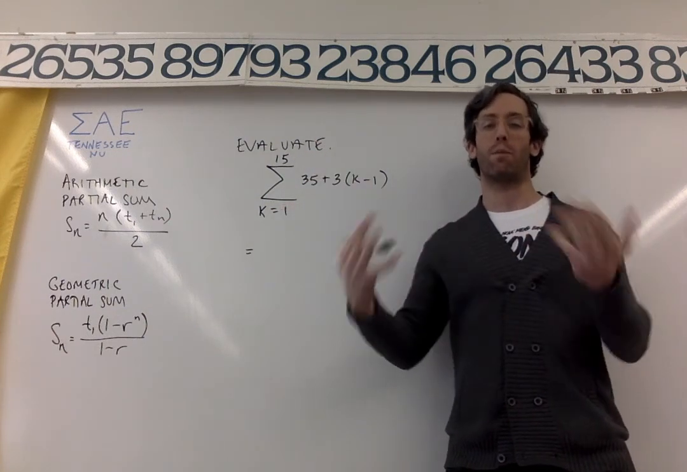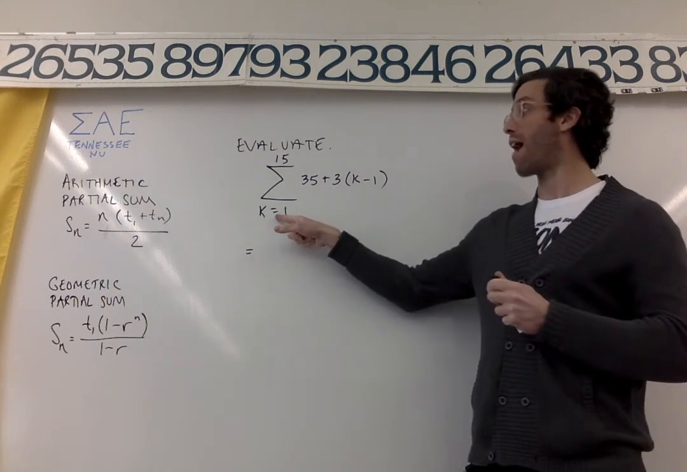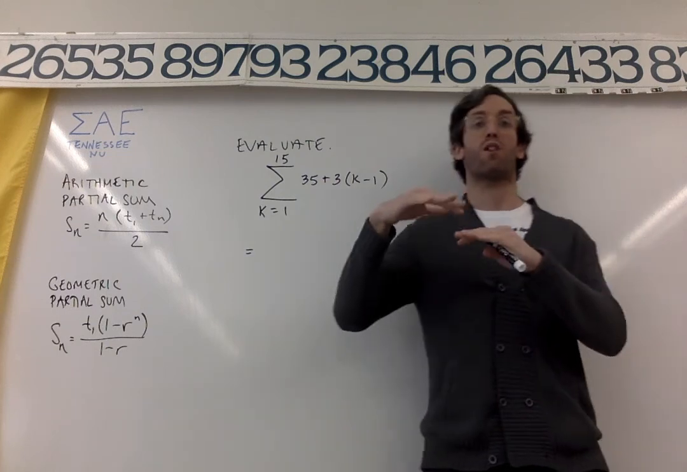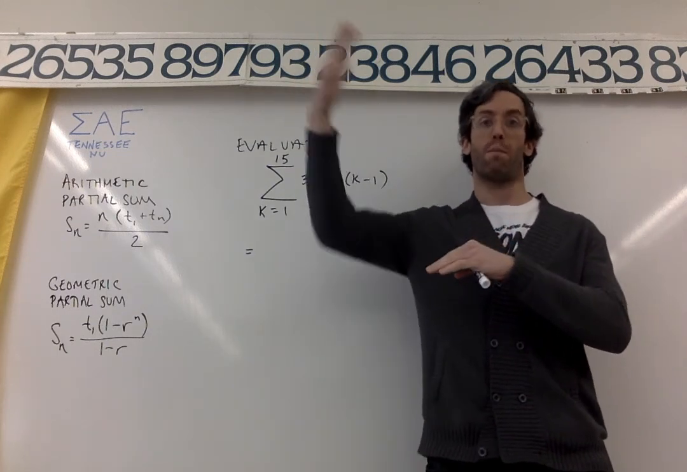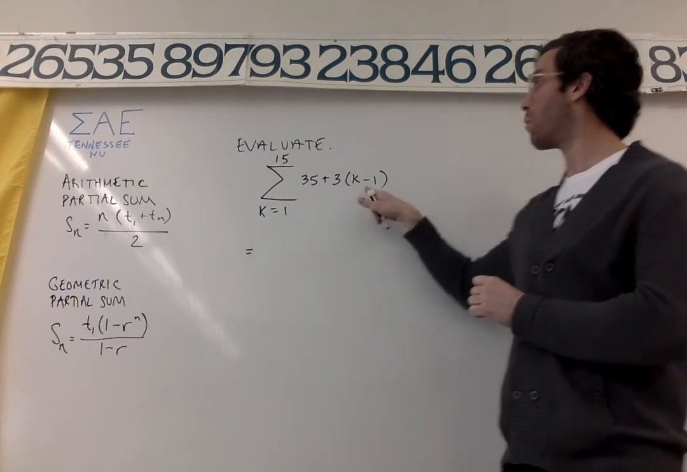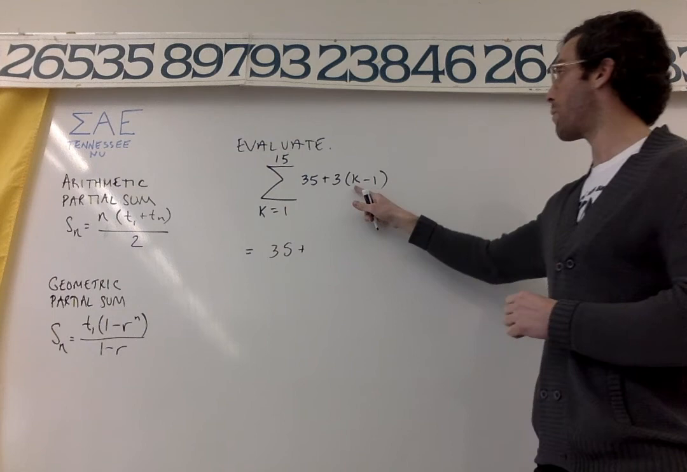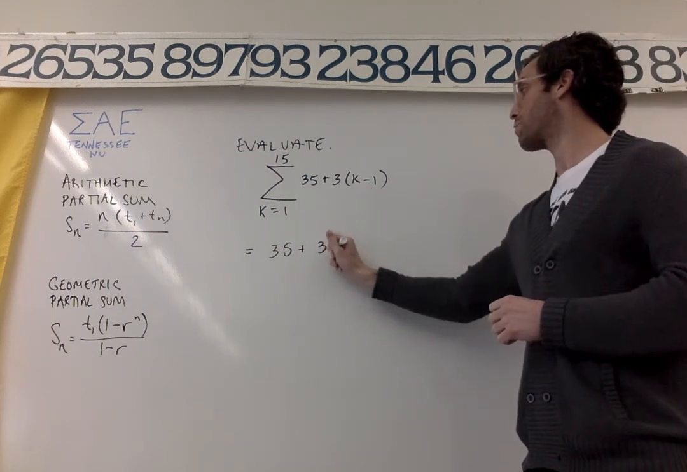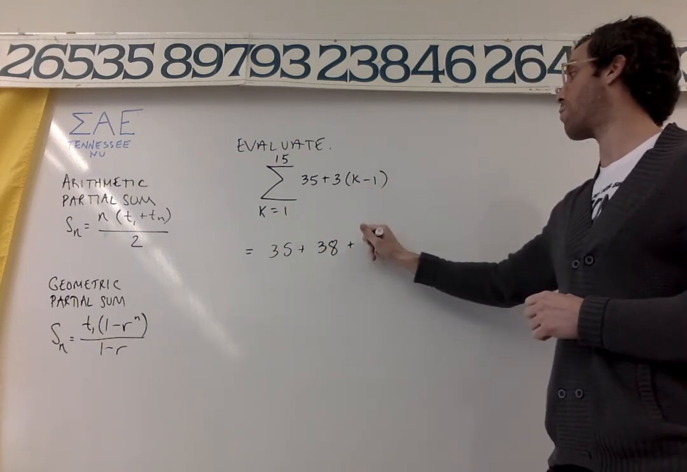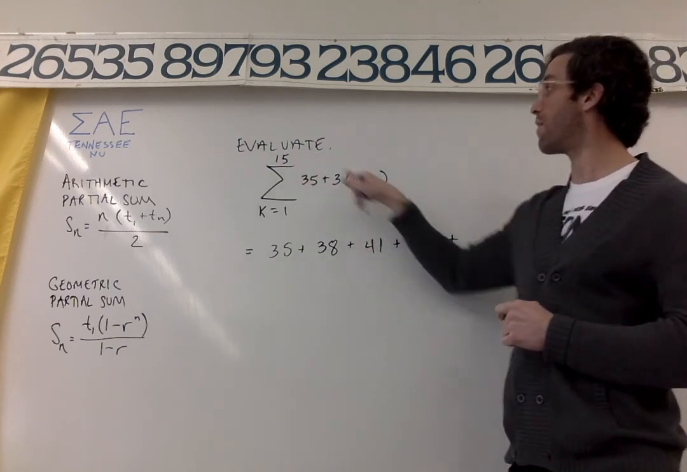Usually we do have k equals 1. Sometimes, I might throw on a test k equals 5 or k equals 6. So, you would start with the 5th term and go to the 15th term or whatever. So you could do this the long way and say, okay, plug in 1 and we get 35. Plug in 2 and we get 38. Plug in 3 and we get 41, and so on, all the way up until we plug in 15.